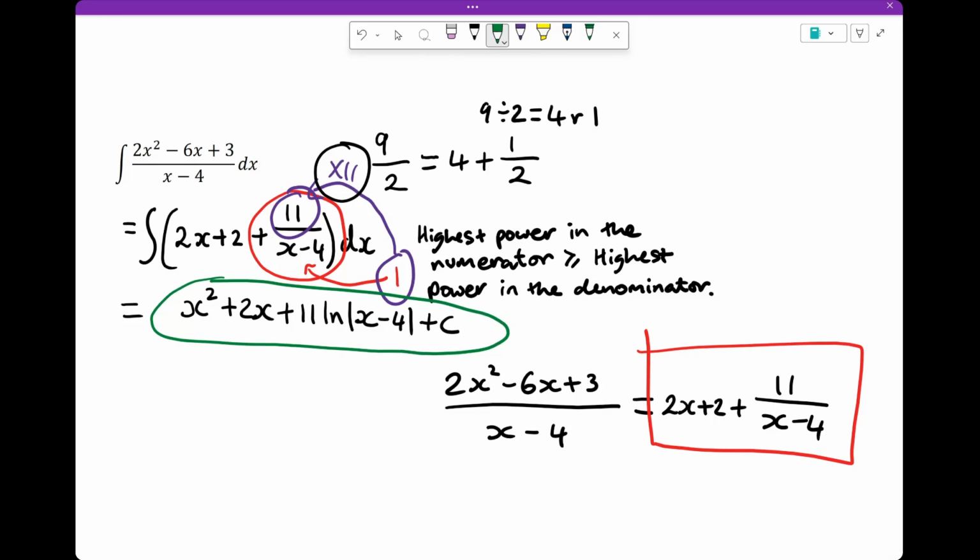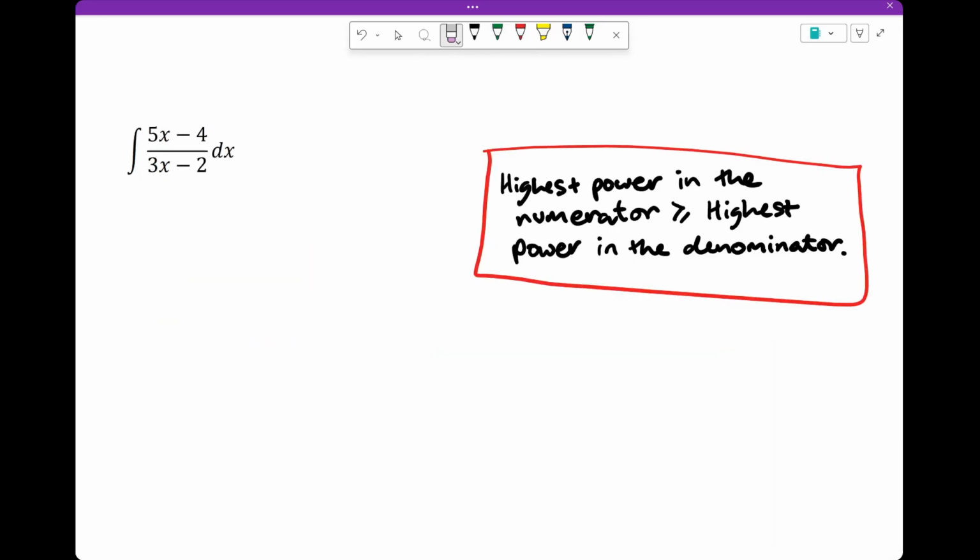Let's have a look at a different question. So here's our next integral, and let's verify once again that this is an improper fraction. So let's go to our numerator and identify our highest power of x. Well, that's going to be x to the power of 1.